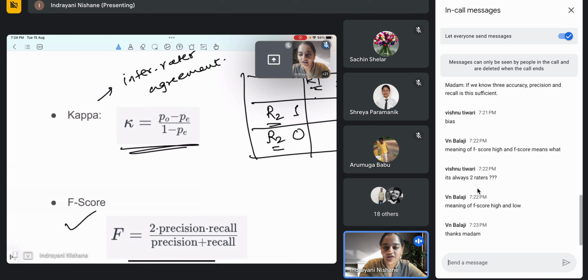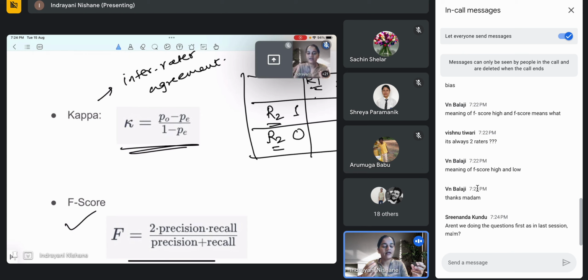It is why it is always two raters. So it is always calculated, it is a comparison between raters. So even if there are more than two raters, we always compare rater 1, rater 2, and rater 2, rater 3, rater 1, rater 3, like that. So the comparison is not 1 versus all, it is 1 versus 1.